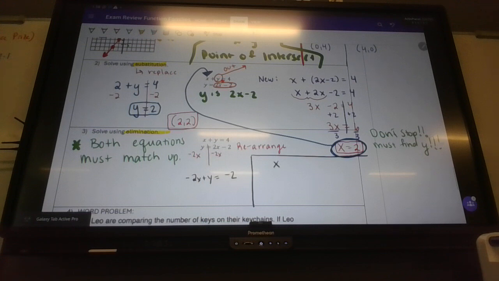Okay, so we got x plus y equals 4 over negative 2x plus y equals negative 2. Now, for elimination to work, the equations must match up. They must line up, I guess I should say, like I just did with x over x and y over y. And you also must have opposites. So what do you want to make opposite? Do you want to make the x's opposite or the y's opposite? We'll go with Nolan. You want opposite x's or opposite y's? Y's. So we have a positive y and a positive y. How can we make them opposite?